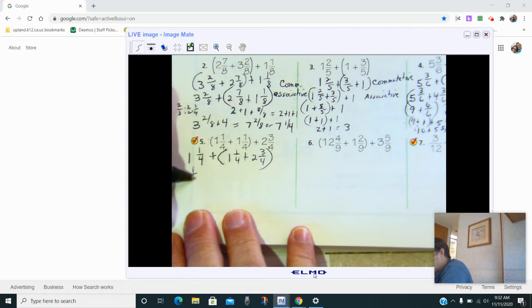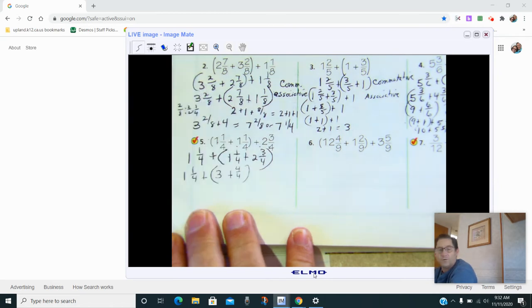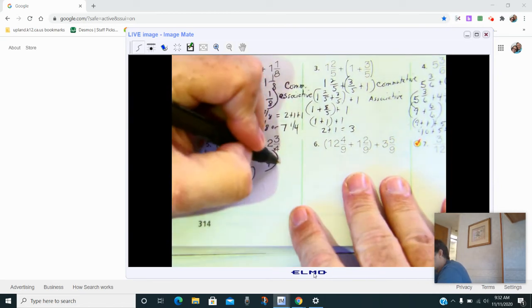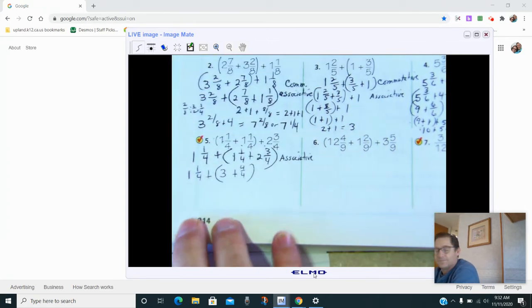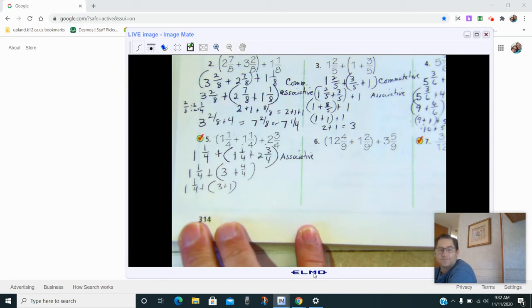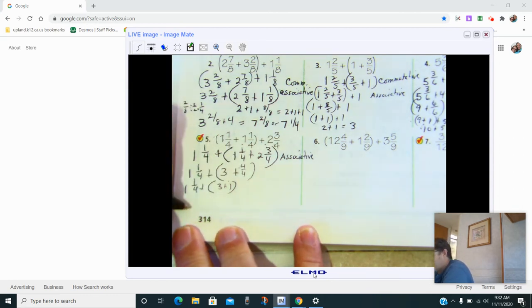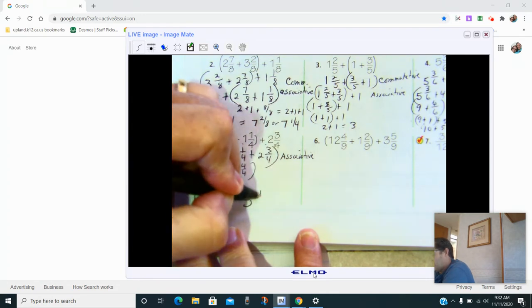So we have 1 and 1/4 plus 1 plus 2 is 3. 3 plus 1 is 4, so 4/4. Oh, this is the associative property. All right, and so 1 and 1/4 plus 3 plus 1. All I did right there was rename the 4/4 as 1. So now we have 1 and 1/4 plus 4. 4 plus 1 is 5 and 1/4.